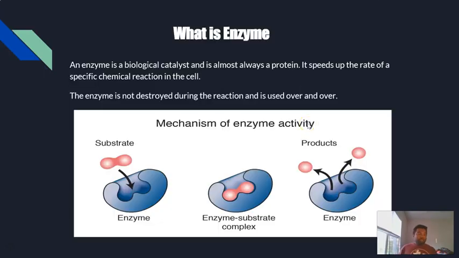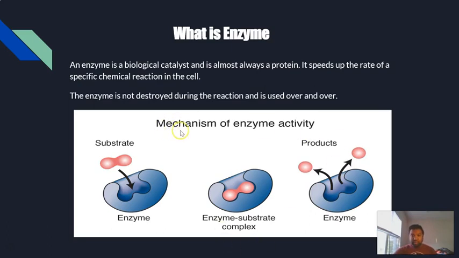First, we need to know what an enzyme is. An enzyme is a biological catalyst and is almost always a protein. It speeds up the rate of specific chemical reactions in the cell. The enzyme is not destroyed during the reaction and is used over and over.